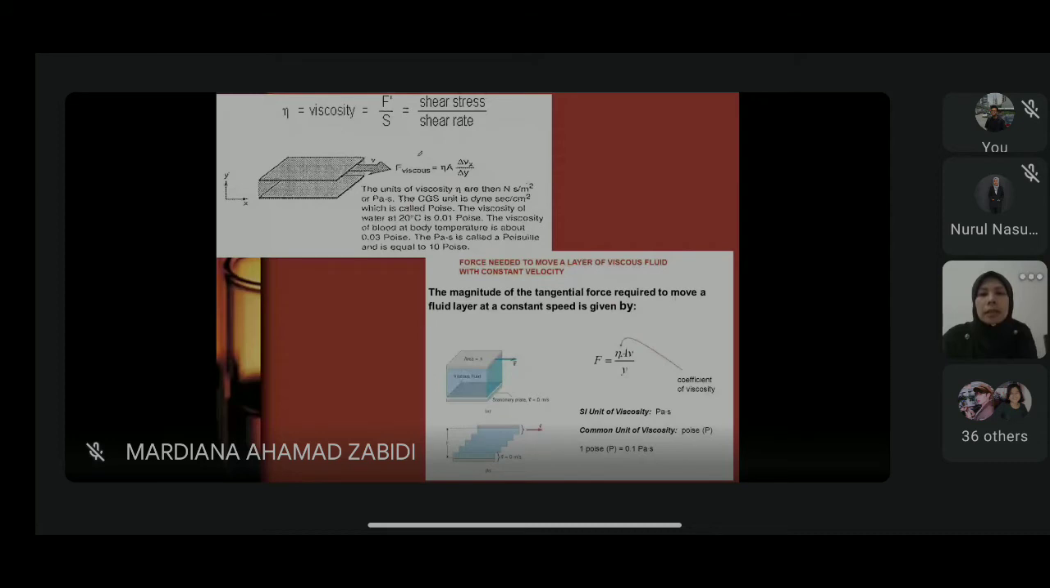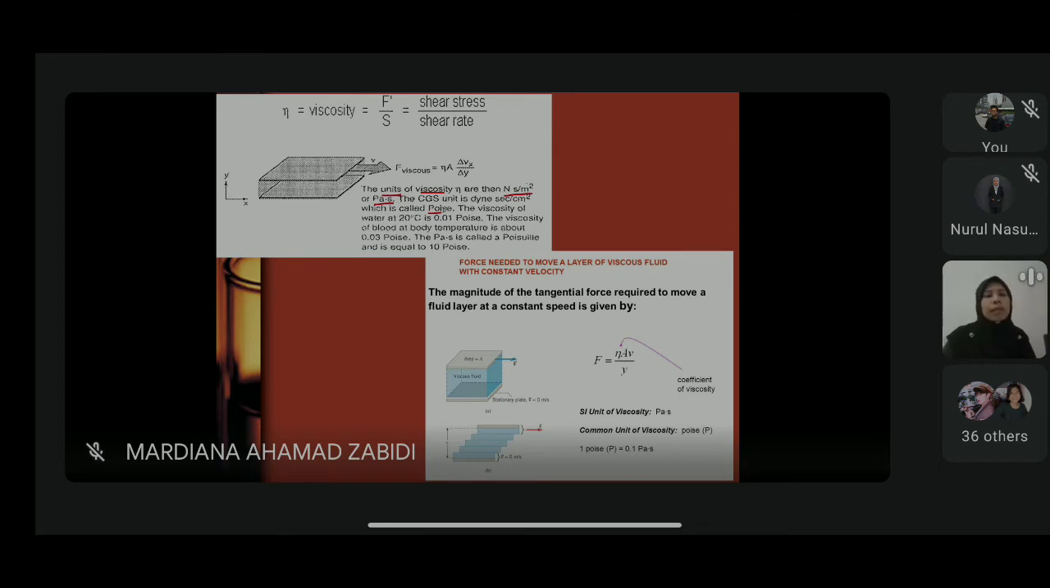So the unit for viscosity, you will encounter it in your chapter 1 of food engineering, where you have to learn unit conversion. So one of the units is viscosity. Viscosity is expressed as Newton second per meter square, or it is commonly used as Pascal second. The CGS unit is dyne second per centimeter square, also known as poise.